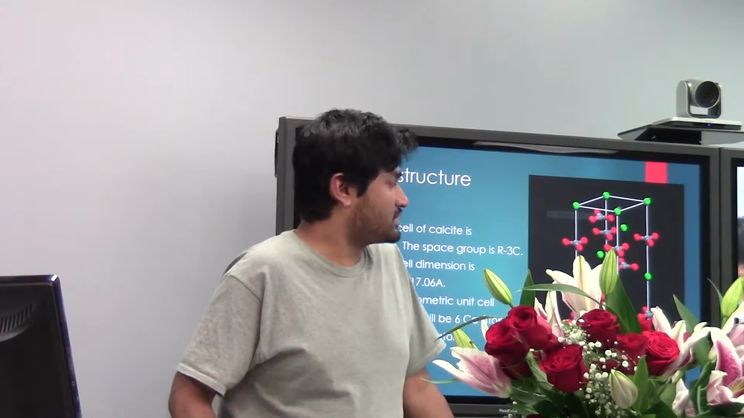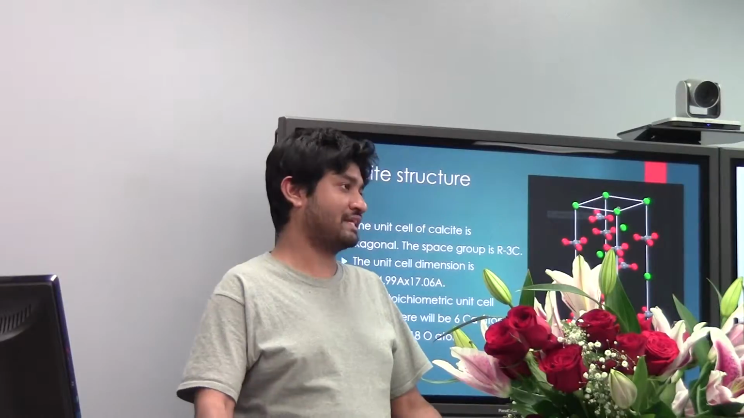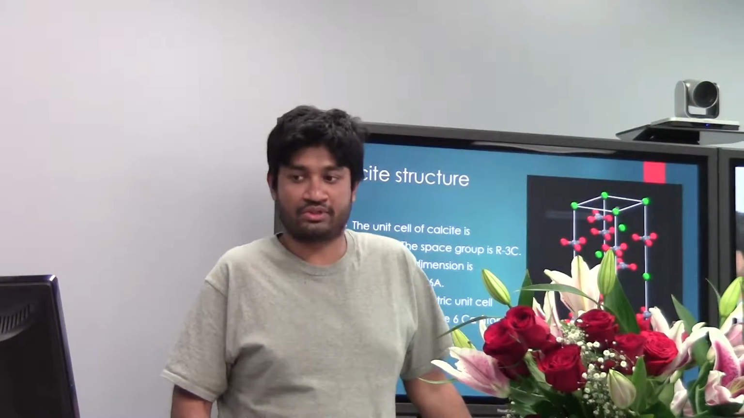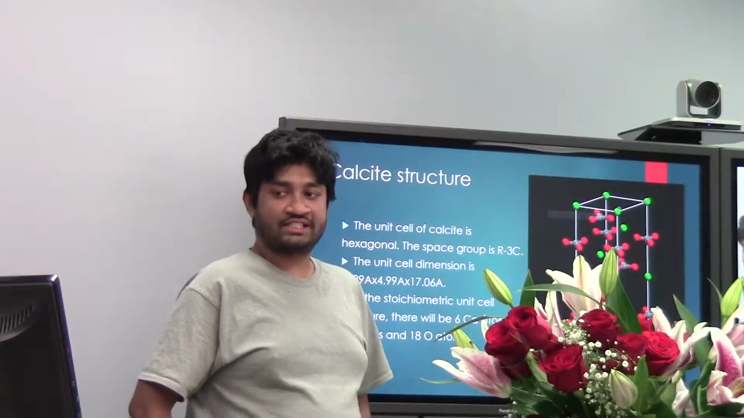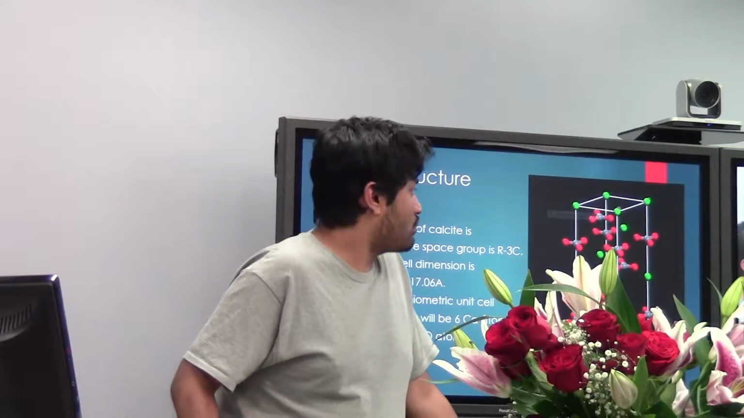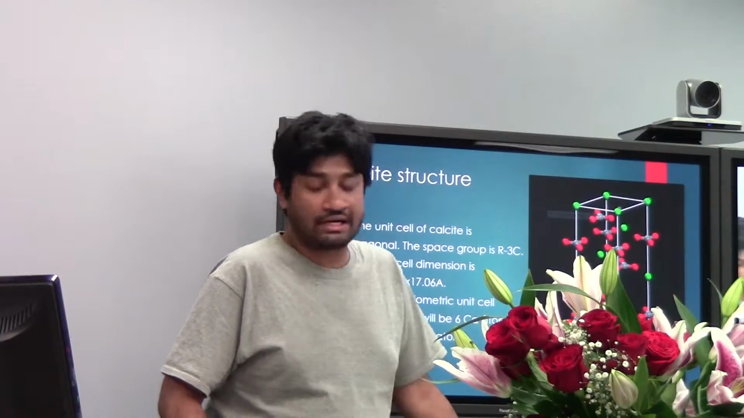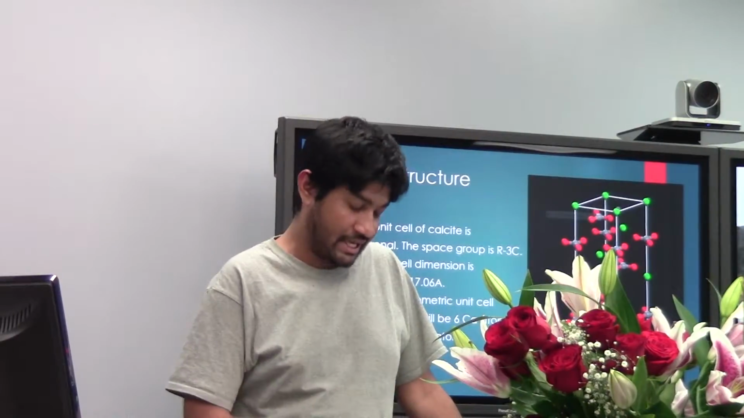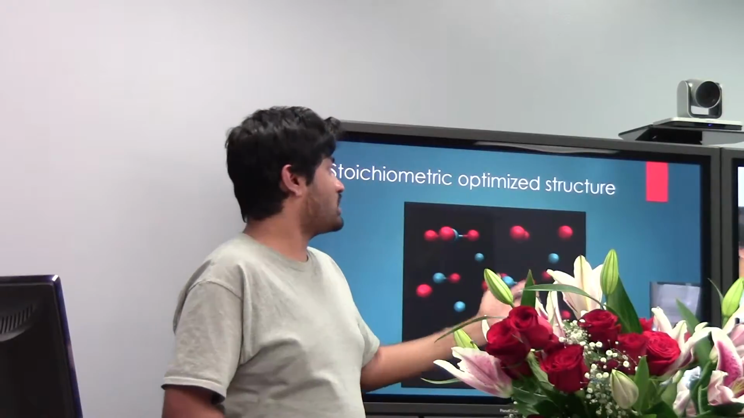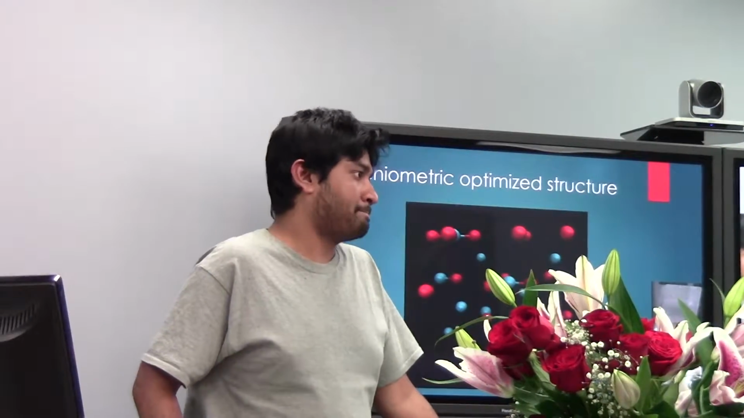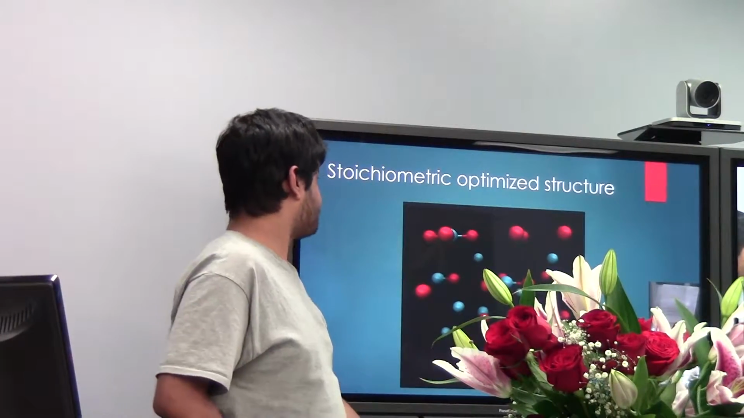Actually, this is the unit cell of calcite. The unit cell of calcite is hexagonal and the space group is R3C. In the stoichiometric unit cell structure, the value of Z will be 6, so there will be 6 carbon atoms, 6 calcium atoms and 18 oxygen atoms. Here we build our optimized structure for the MD simulation of calcite.